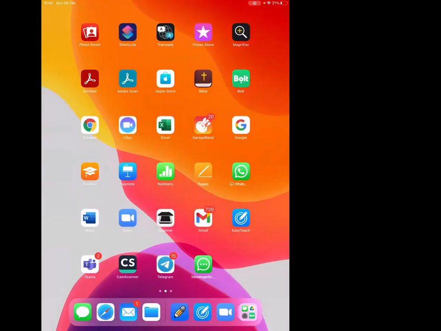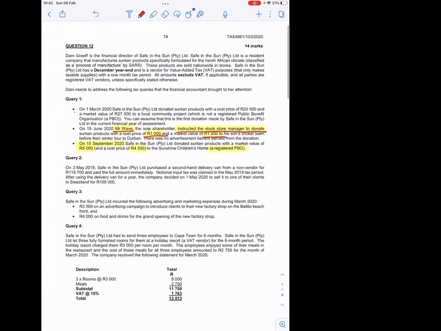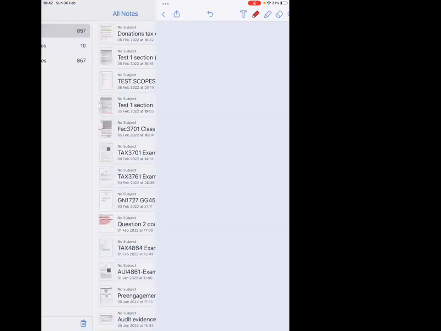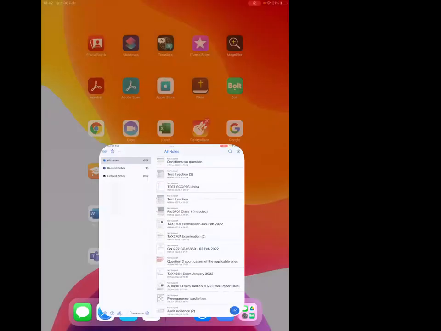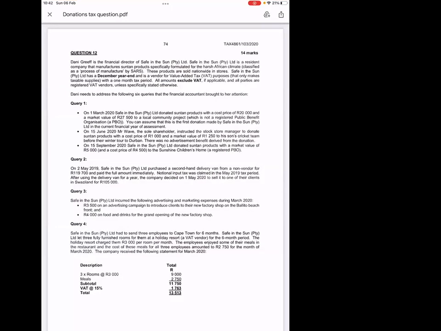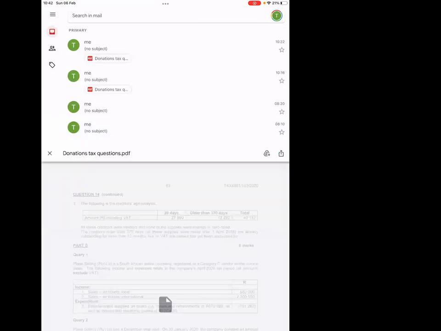That was the last donation for query 1. Right, so that's how your test looks like. That's how your exam looks like. And you'll be just cruising through these things if you have studied in detail. Right, let's see another one.